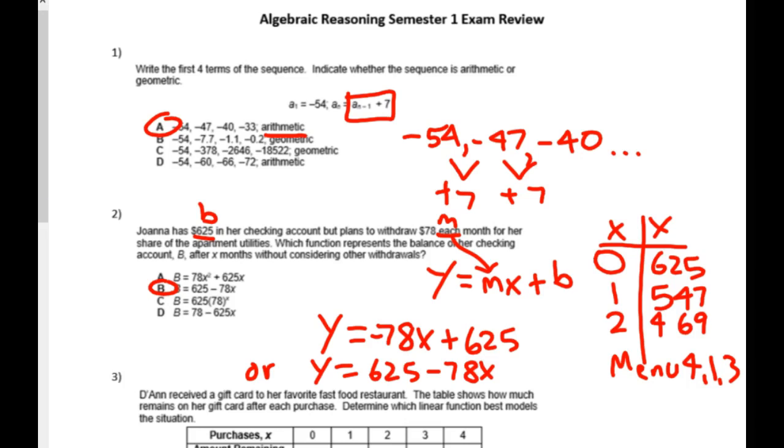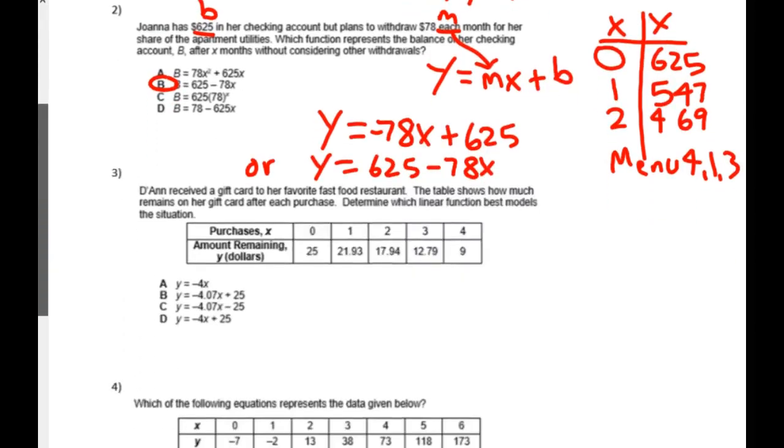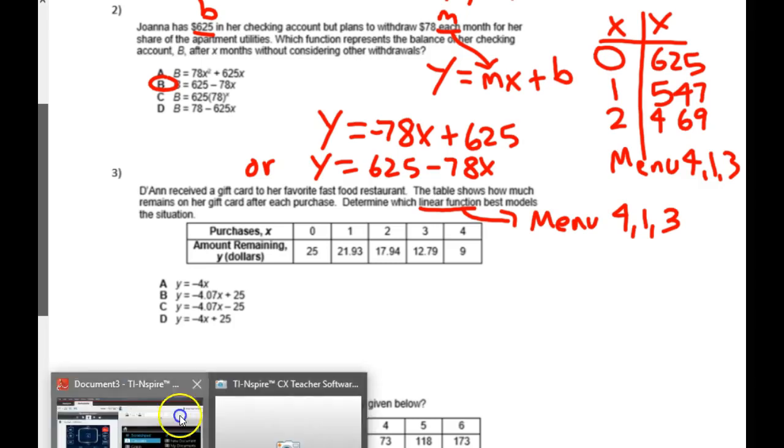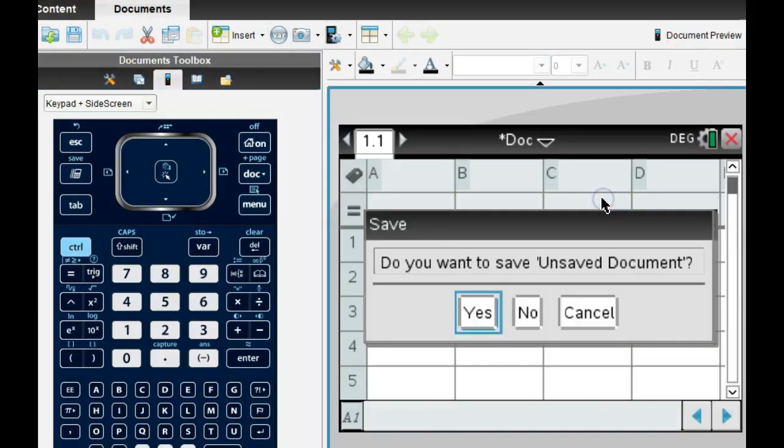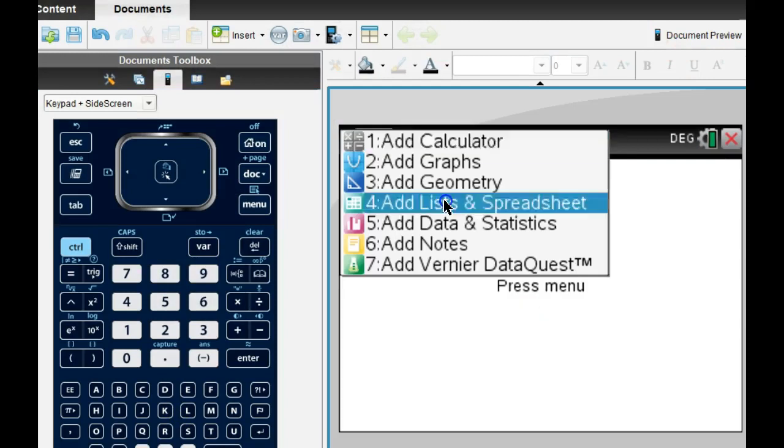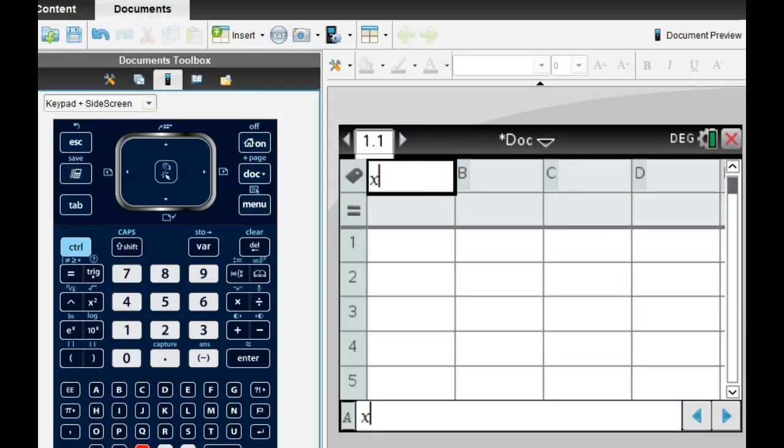Alright, number 3. Okay, table shows how much remains on our gift card after each purchase. Linear function is typing this into spreadsheet and doing menu 413. So let's remember how to do that. You go into the calculator. Okay, you do new document, don't save. Lists and spreadsheets, X and Y have to be at the top.